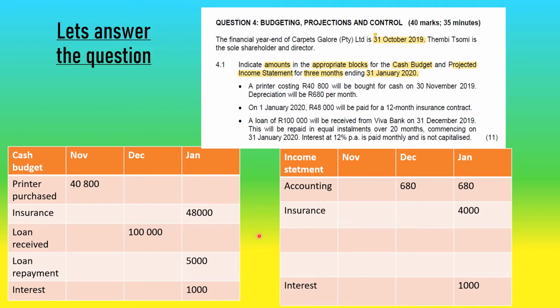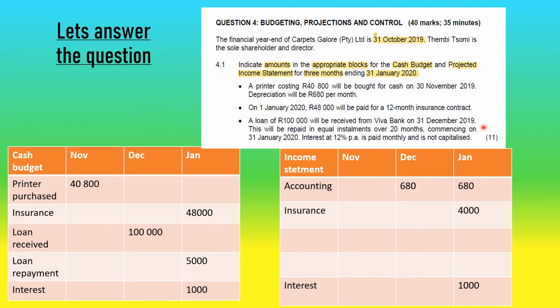However, for insurance purposes, you only need to record your insurance for the 1 month that you will be paying, which is at the beginning of Jan. Therefore, you would record it just for Jan. Remember, an income statement tells you a story just for 1 year. That would be 48,000 divided by 12 to give you your 4,000 rand that you need to record in your income statement. Number 3, a loan of 100,000 will be received from Viva Bank on 31st December 2019.